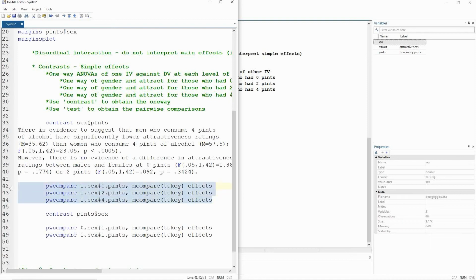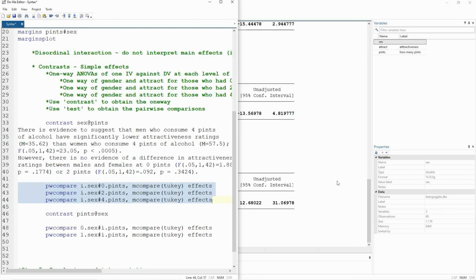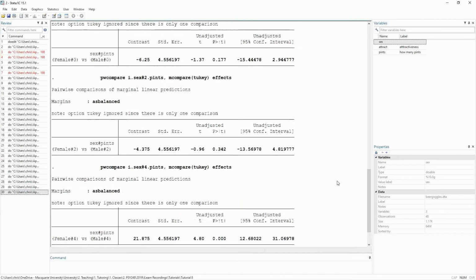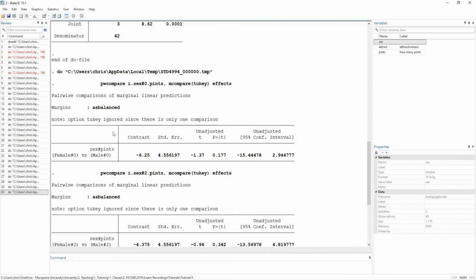So let's run this. Let's start at the top. Pairwise comparisons of marginal linear predictions. This simply means we're comparing means. Now there's a note here: option tukey ignored since there is only one comparison. That's interesting. I asked for a Tukey adjustment because of multiple comparisons, and this is telling me there's only one.